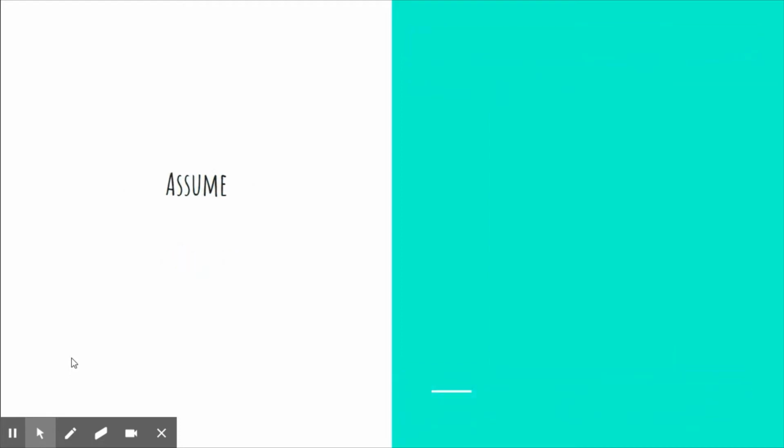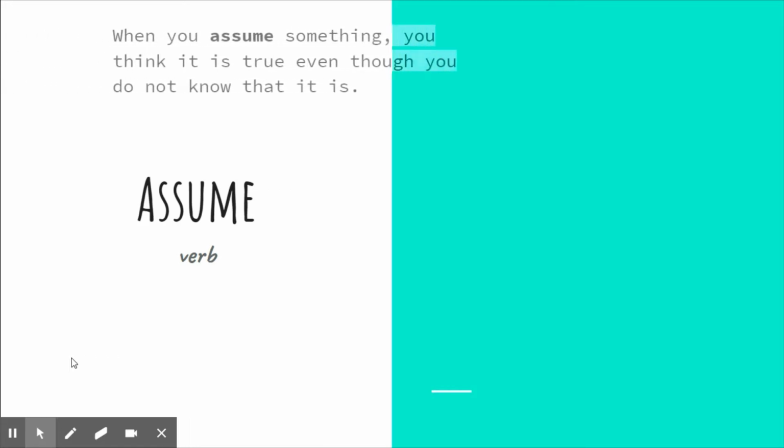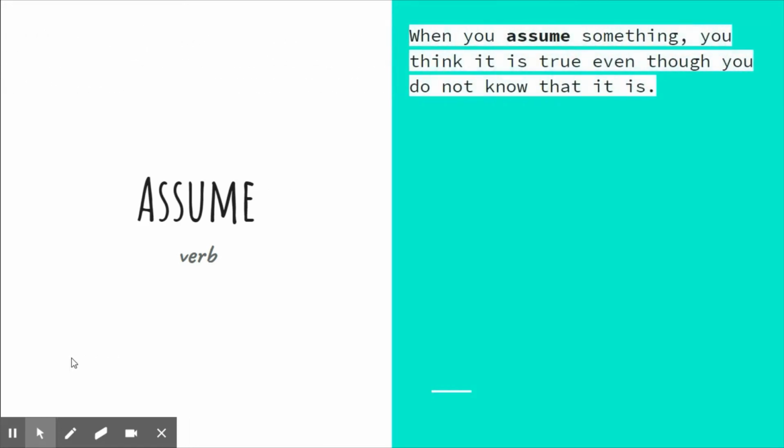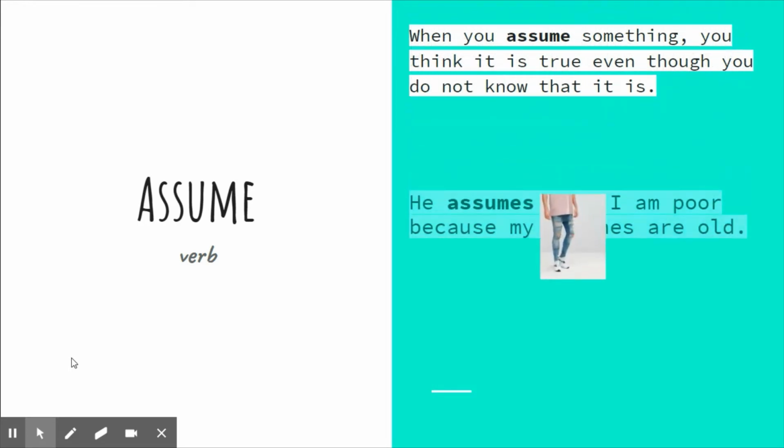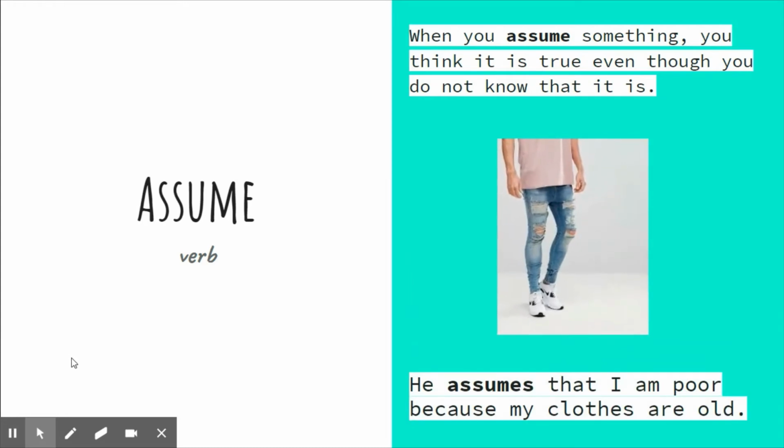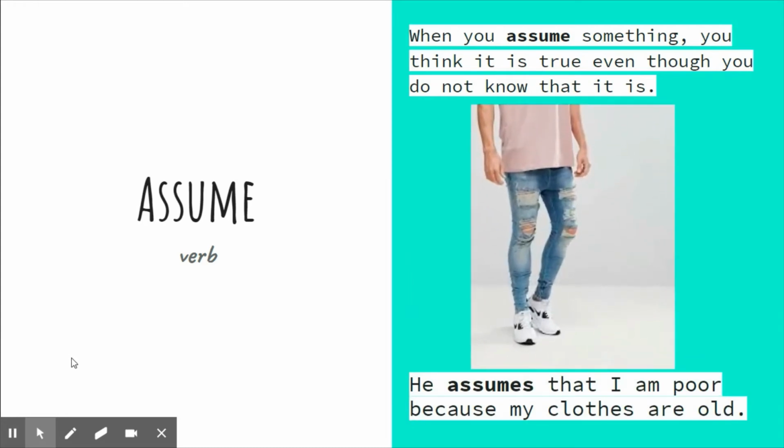Okay, let's go ahead and read it together. Let's say assume. And assume is a verb. That is right. So let's go ahead and read the definition for the word assume. When you assume something, you think it is true even though you do not know that it is. Okay, let's go ahead and read it. When you assume something, you think it is true even though you do not know that it is.